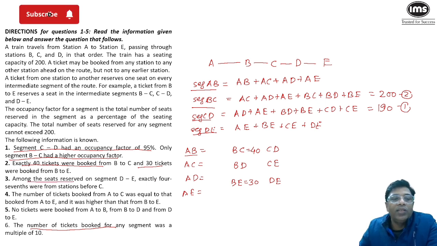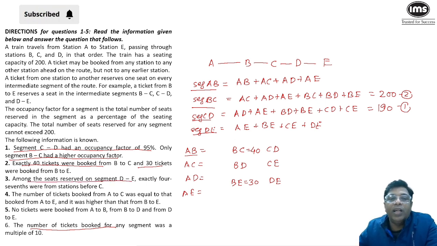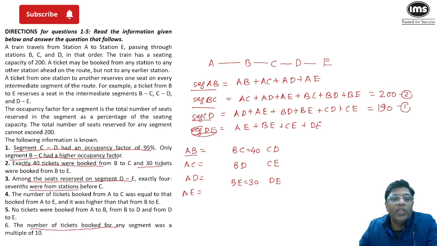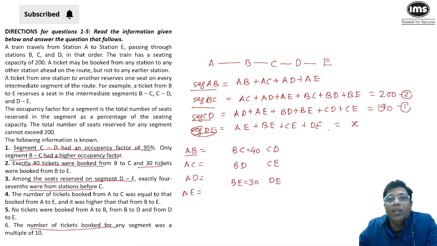Among the seats reserved on segment DE, that is this segment, exactly 4/7 were from stations before C. So for example, suppose I assume that x seats have been reserved in segment DE. Then before station C, you're talking about AE plus BE. This value has to be 4/7 of it. So this value will become 4/7 x and this value will become 3/7 x.